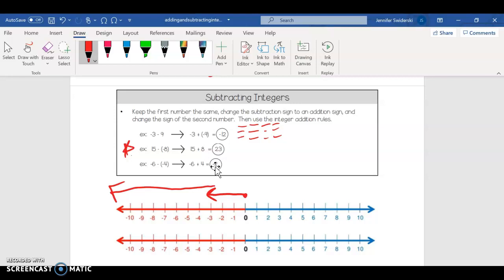For this second one, it says 15 minus negative 8. I put a star here. Do you remember why I put a star there? That's right. If you have a double negative, that turns into an addition problem. So 15 plus 8 gives you 23.